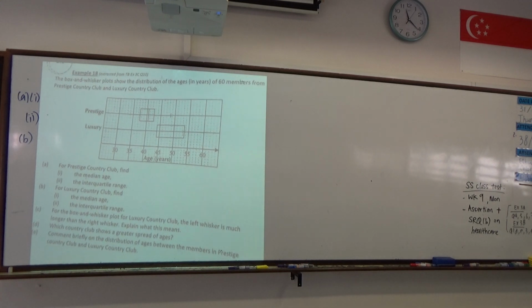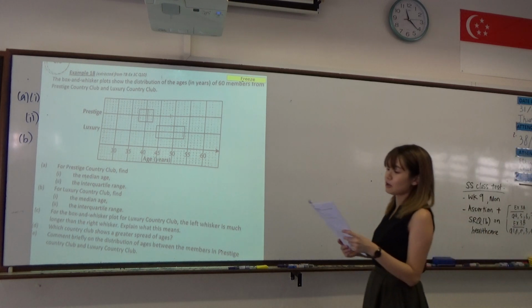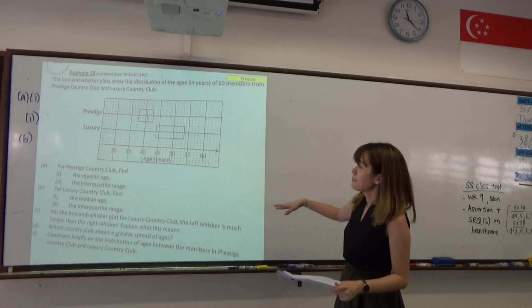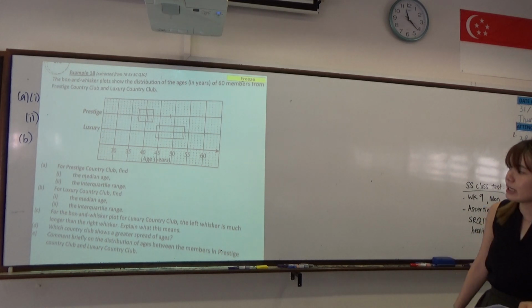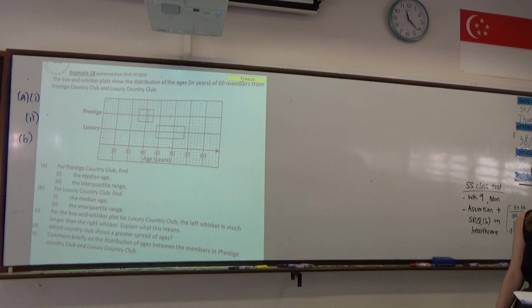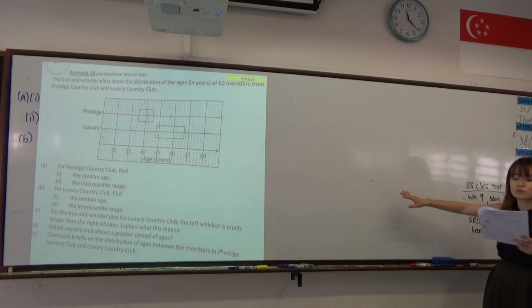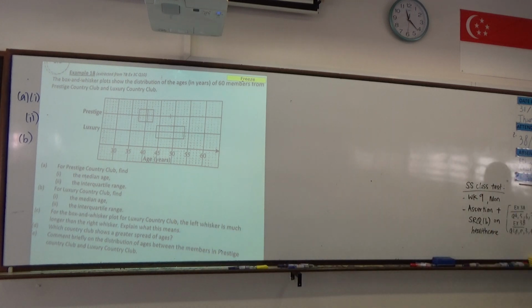Okay, next one. The box and whisker plots show the distribution of ages of 60 members from Prestige and Luxury country club. So in A part 1, we want to find out what is the median age and interquartile range, and then B, also we want to find the median and interquartile range. Could you very quickly just do A and B on your own? Find out what's the median and interquartile range.